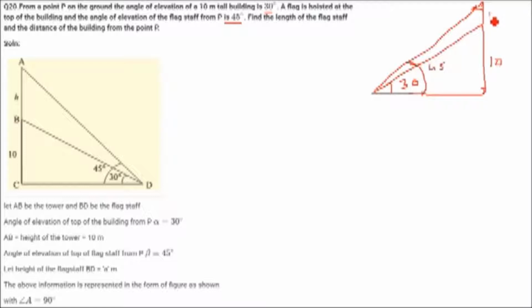Find the length of the flag staff. So this is the length of the flag staff, which is h, and the distance of the building from the point P. So this is point P. This we have to find, x. Let us take it as x.